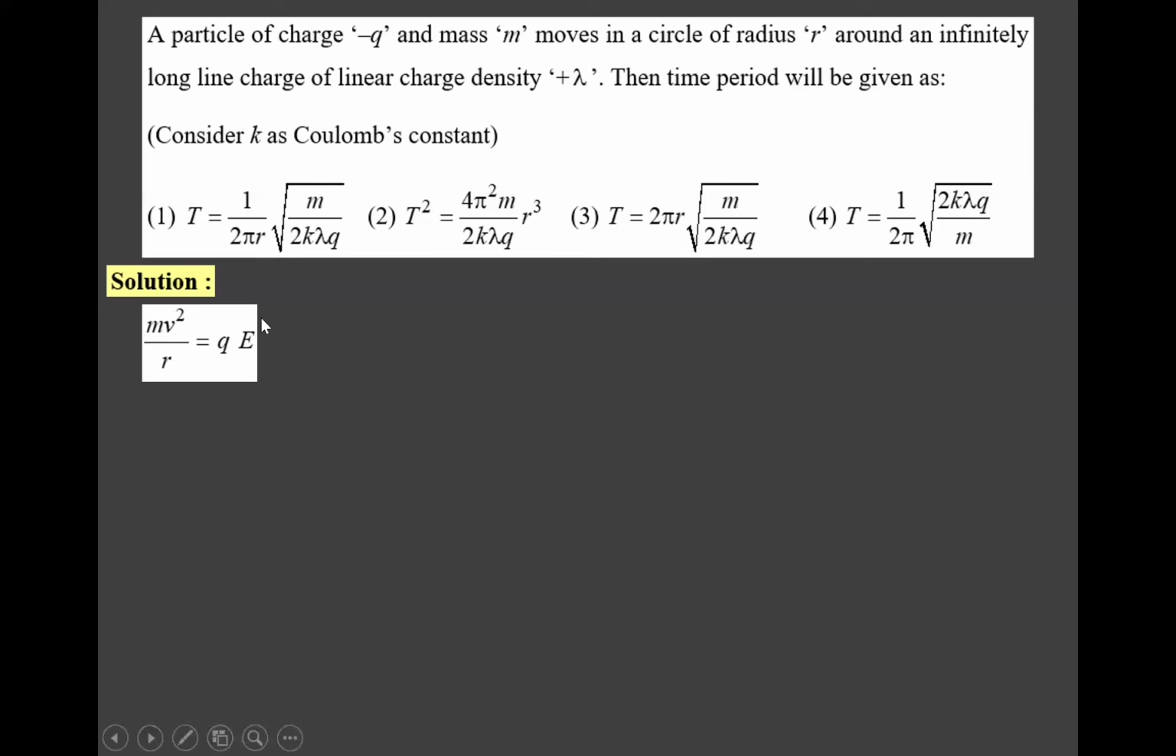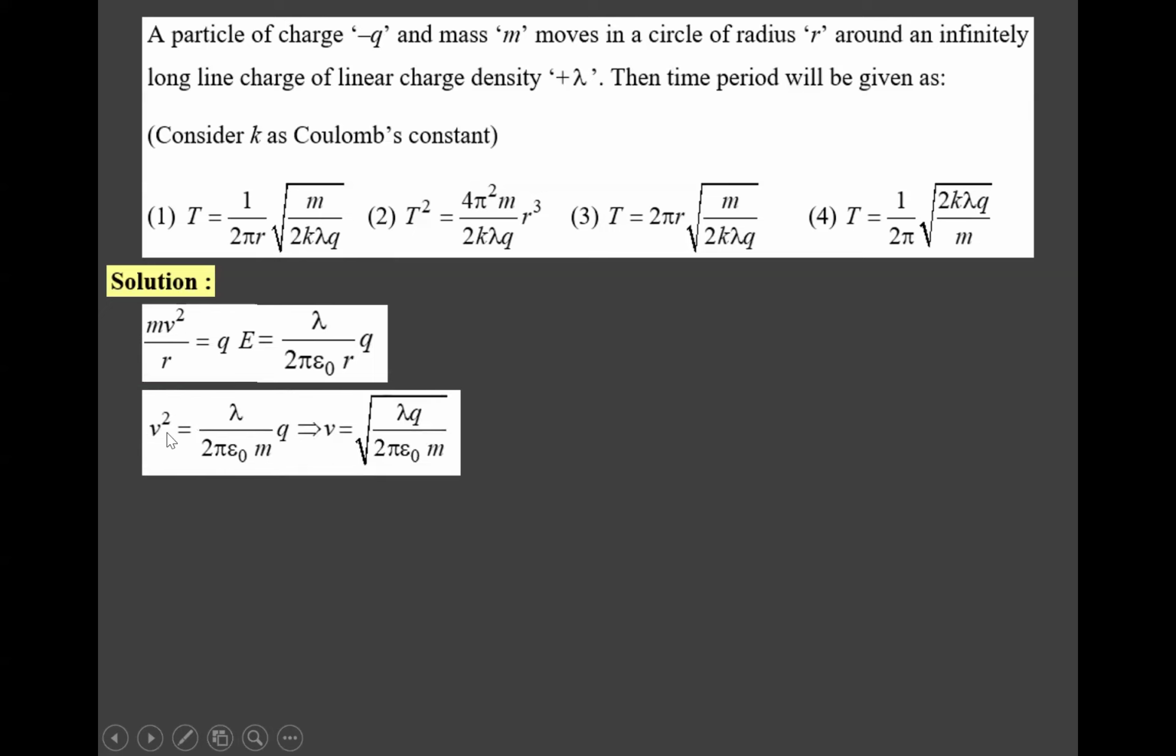Now E for the infinite line charge distribution is given by lambda upon 2 pi epsilon 0 r, where r is the distance from the line charge distribution of this charge q. Now we can write v square equals lambda q upon 2 pi epsilon 0 m. So from that we can write v equals under root of this one.